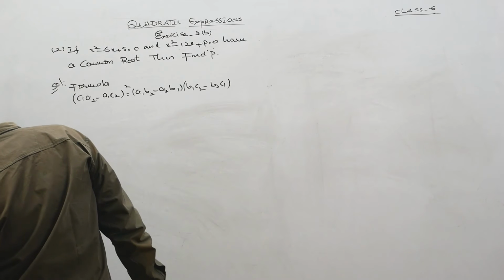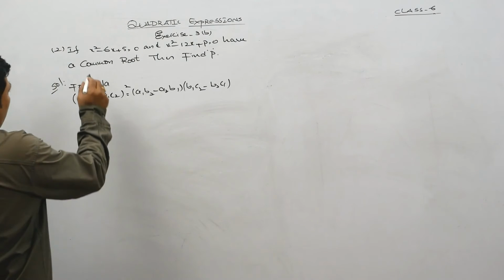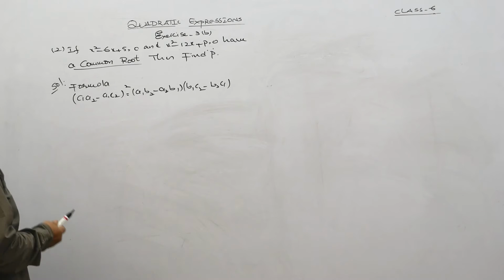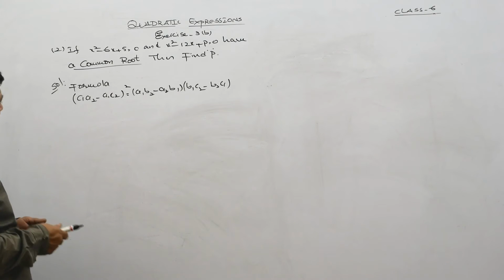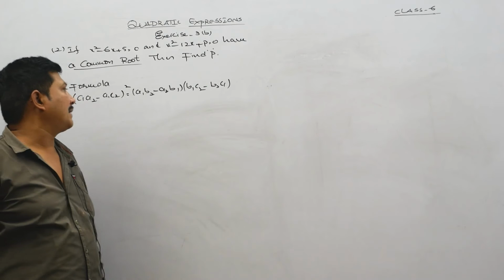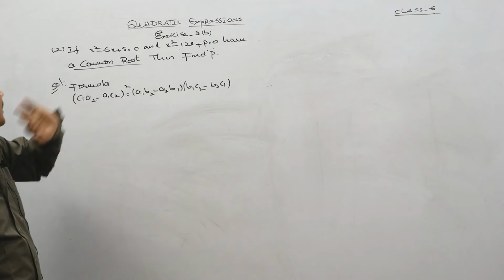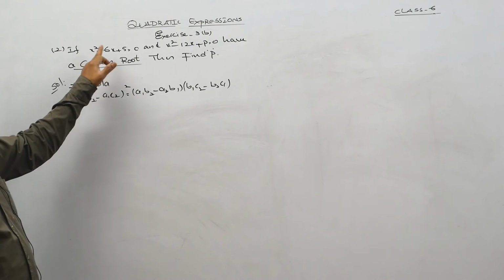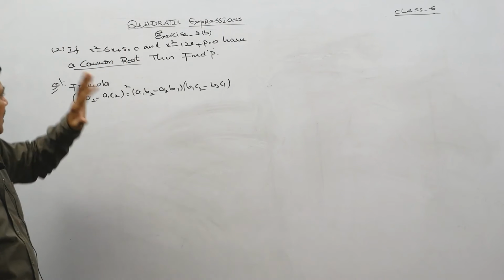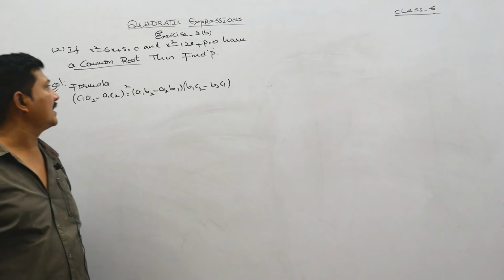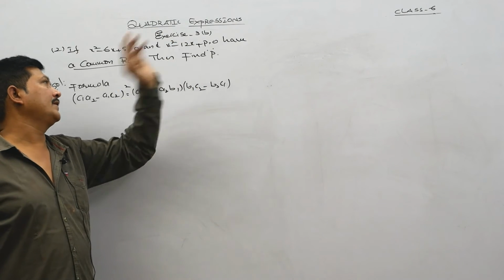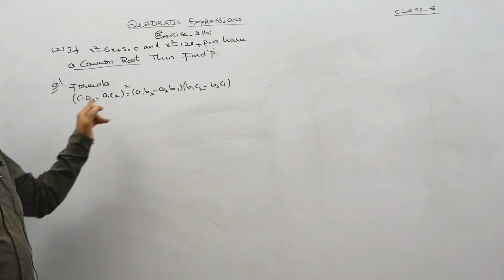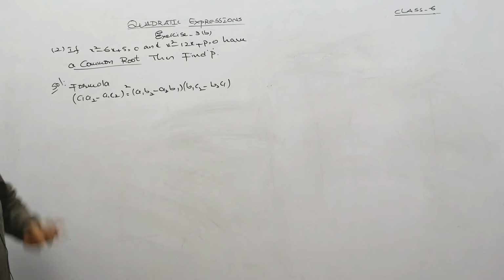So again you can see that word common root. Whenever you hear that word common root, we can do that problem by using this formula. Again, by comparing the first one with a1x square plus b1x plus c1 is equal to 0, we have a1 is equal to 1, b1 is equal to minus 6 and c1 is equal to 5, and correspondingly a2 is equal to 1, b2 is equal to minus 12, c2 is equal to p. By substituting all these values, you can solve that problem.